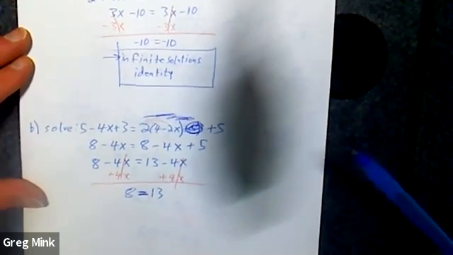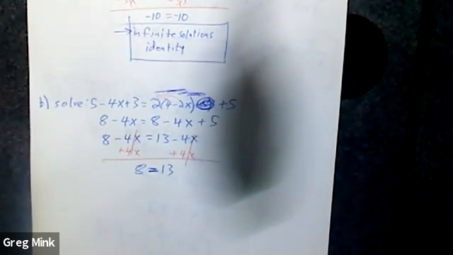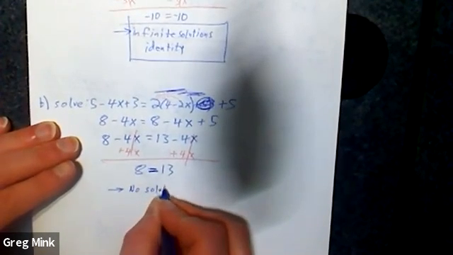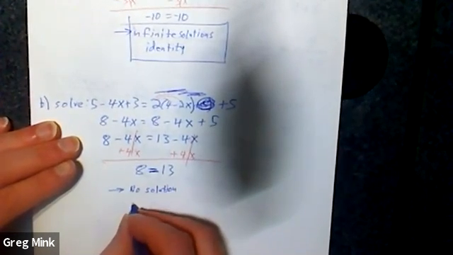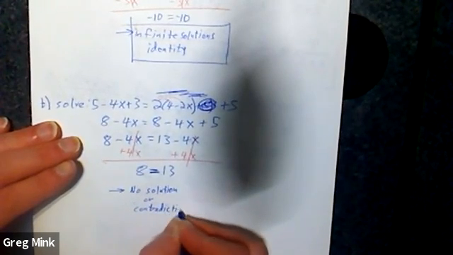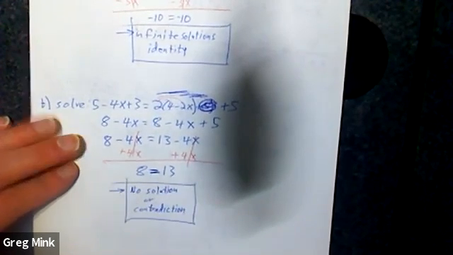In a case like this where the x's disappear and you only end up with some untrue statement, we say that there is no solution, which is also known as a contradiction. You can use either terminology. Both of these are fine.